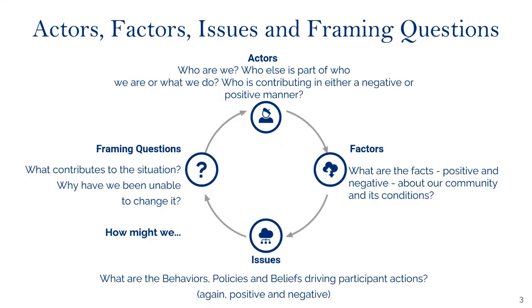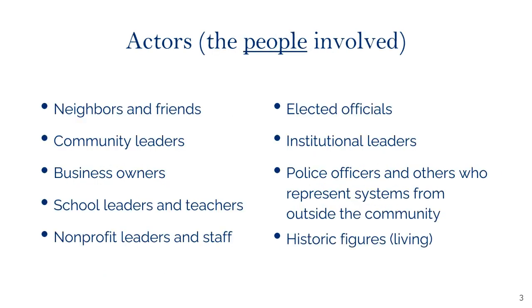So once you have your themes, then you're going to begin to organize the themes themselves into 3 groups of things: actors, factors, and issues. So the actors are the people, the factors are the facts, the issues are the component parts of the challenge. And then once we have those, we're going to be able to create some framing questions. And once we're to the framing questions, then we're getting really close to being able to come up with responses.